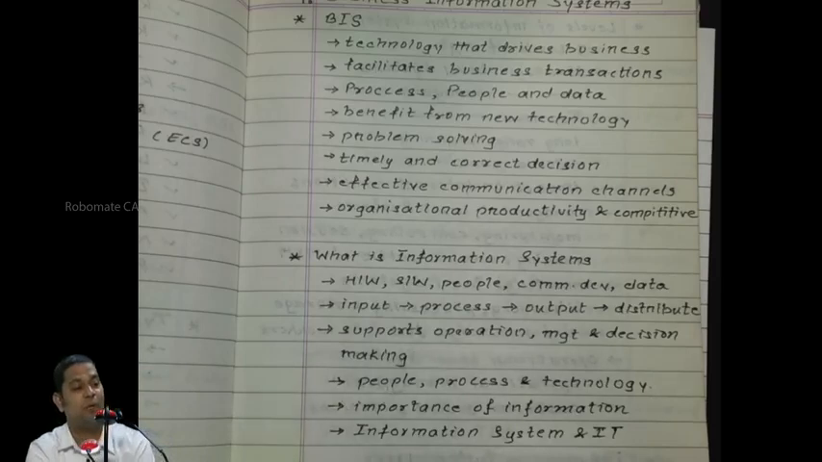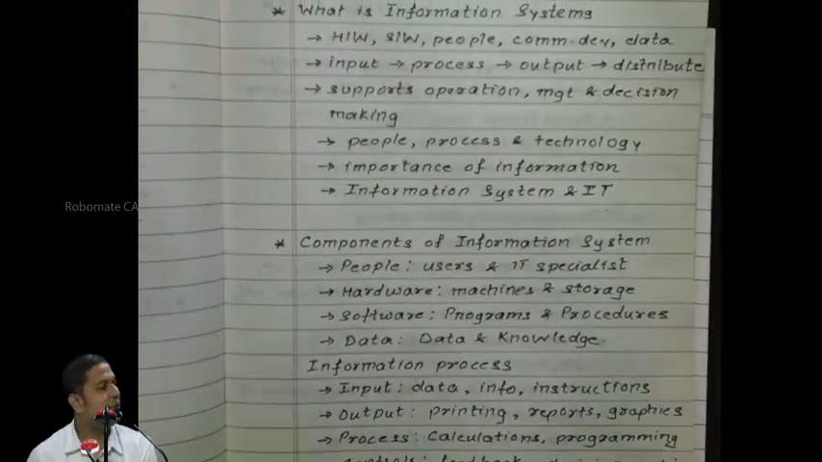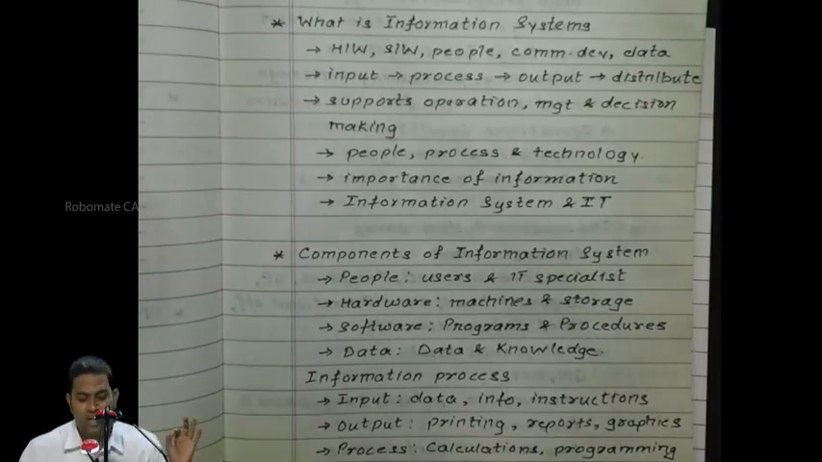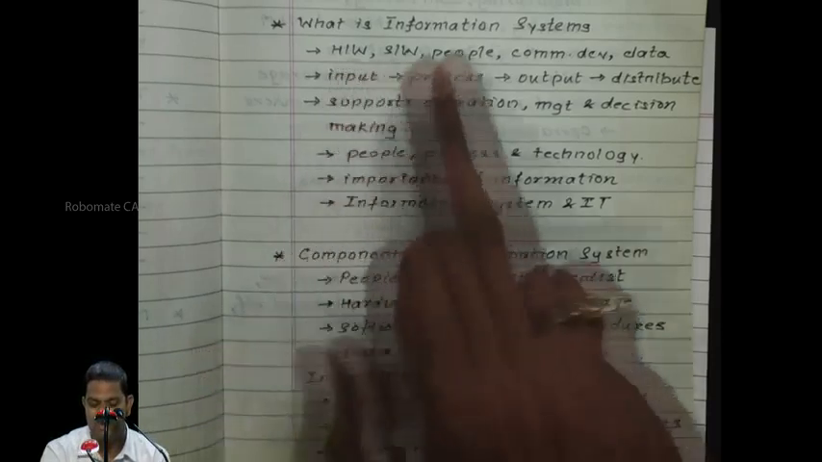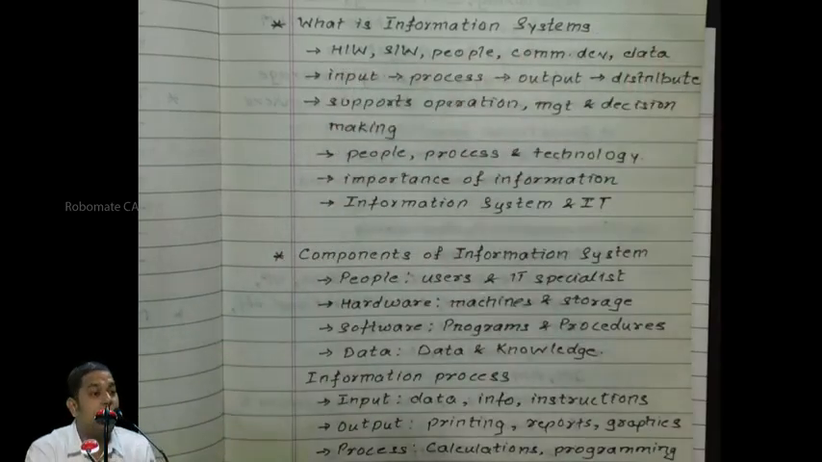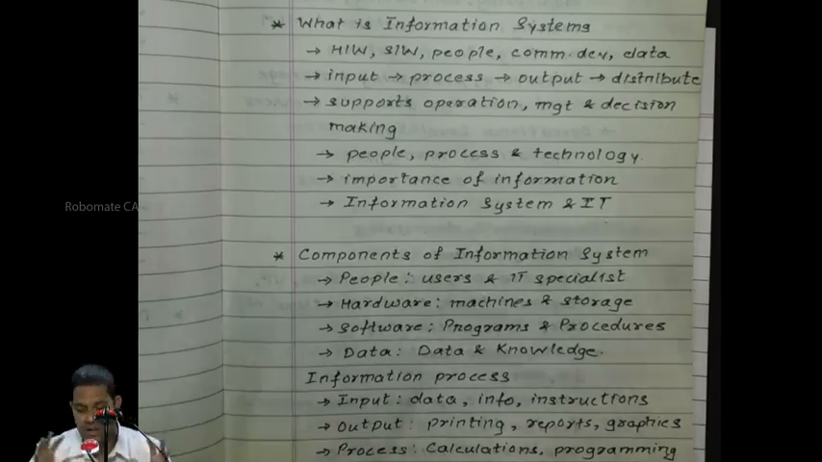Now we are moving to question number 3. What are the components of an information system? Now we are trying to understand what are those things which make up an information system. Actually, we have seen it over here, hardware, software, all those things. But now we will be elaborating on it.